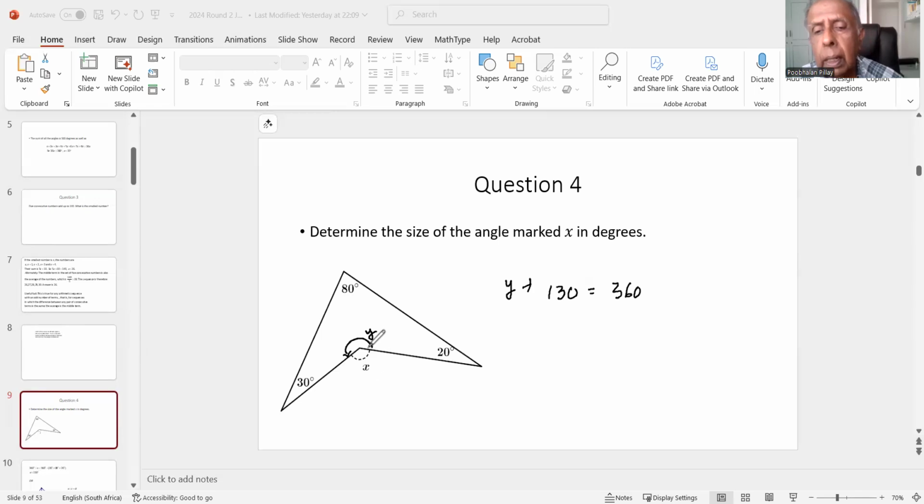And so this is the internal angle. The sum of the internal angles of any quadrilateral is 360 degrees. So you see that y is 230. To bring it to the other side, and therefore y plus x is 360. And that's 130 degrees.